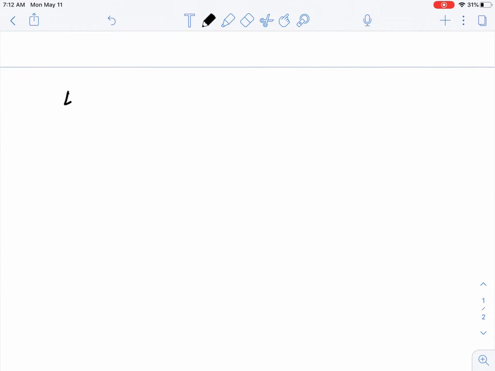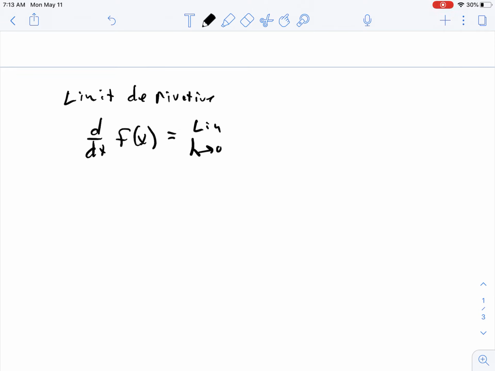So let's look at a limit derivative. And that we did way back when. So if I did, let's say d dx of f of x, that would be doing a limit as h goes to 0 of f of x plus h minus f of x over h. Okay.